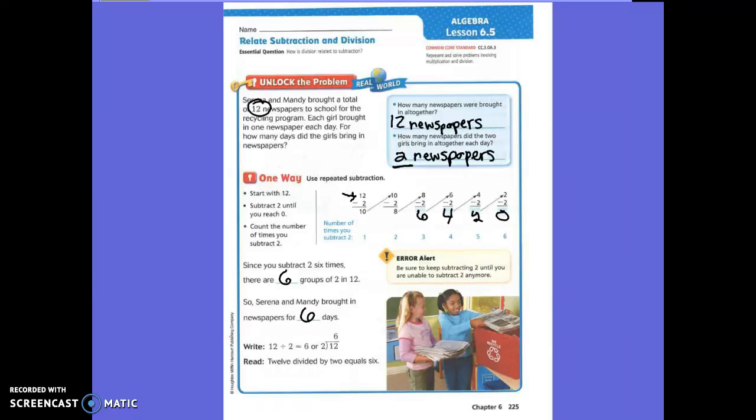You can write this division problem like this. 12 divided by 2 equals 6. Or you could put the 12 in the house with the 2 on the outside and 6 is the answer on top. Okay? It says read 12 divided by 2 equals 6. You guys already know how to do that. Well, do you guys know how to do that? Read this. 12 divided by 2 equals 6.